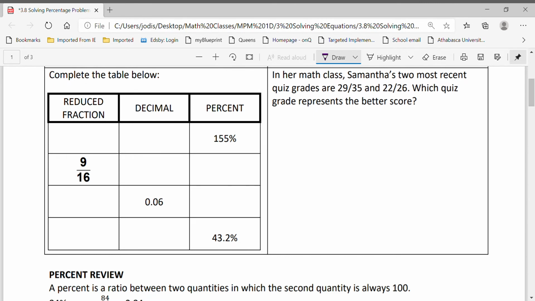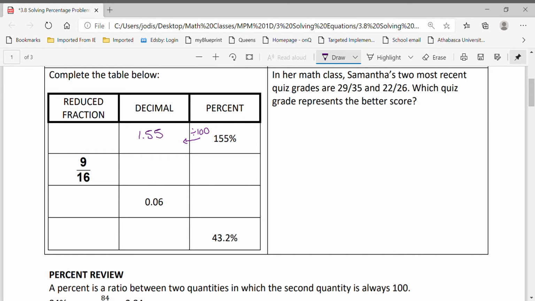Okay, so if we take a look at this table here, we're just going to quickly refresh our memories of how we convert between fractions, decimals, and percentages. So this first one, they gave us the percent, it's 155%. How do we get it into a decimal? Well, whenever we go from percent to decimal, we divide by 100. So that's going to give us 1.55.